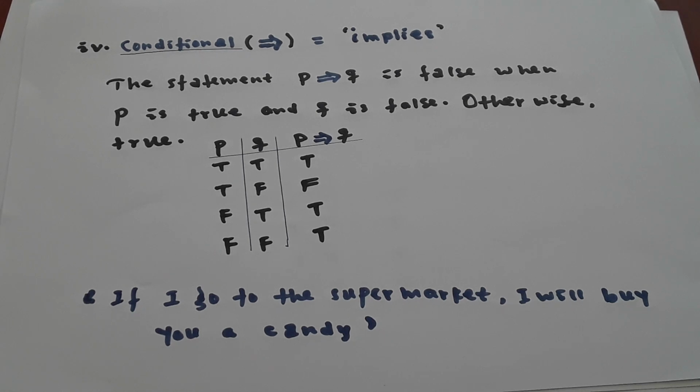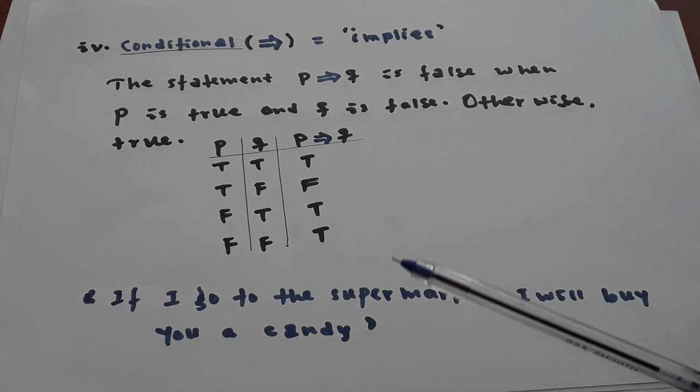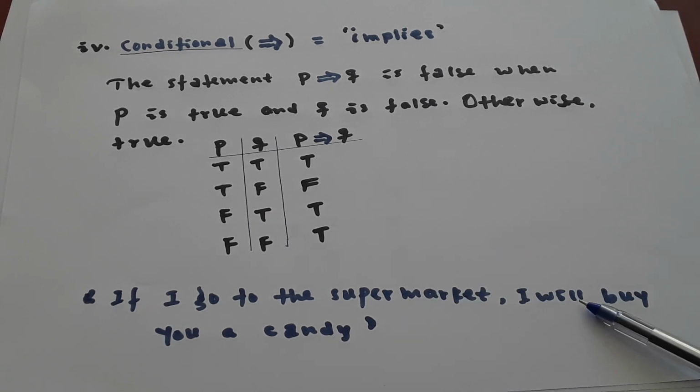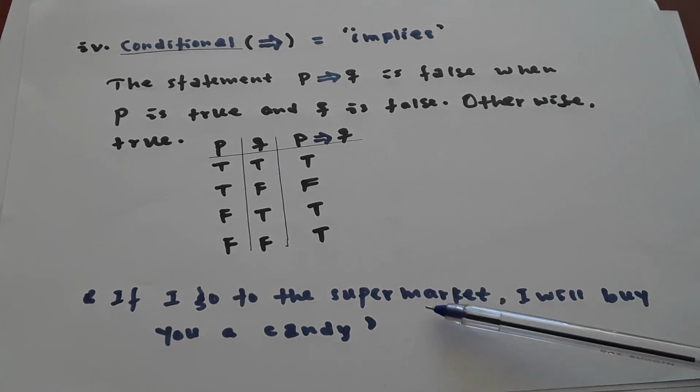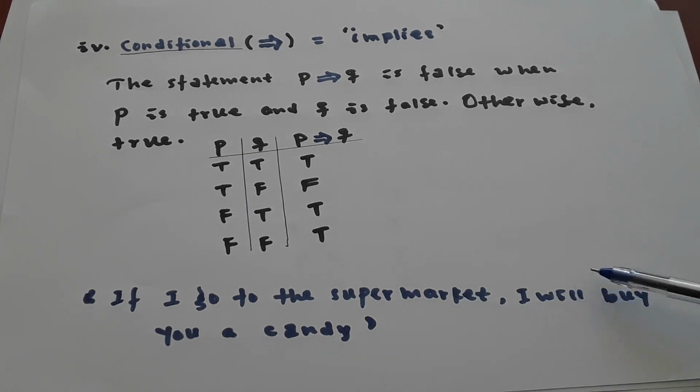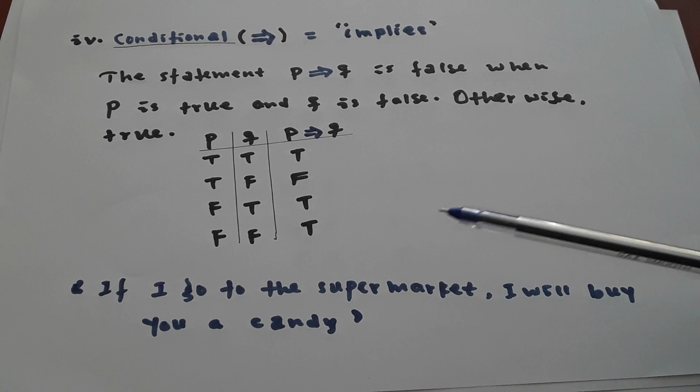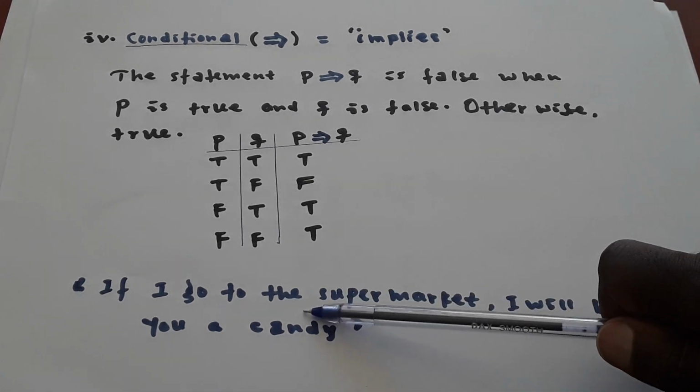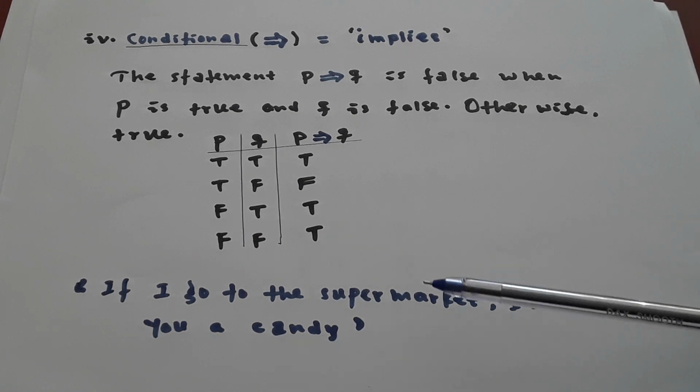Well, there is really one way she has lied: if she goes to the supermarket and doesn't buy you candy. If she doesn't go to the supermarket, it doesn't really matter what happens later, since her promise was conditional on her going to the candy store. So if she doesn't go, she didn't lie to me. If she goes and doesn't buy a candy, then she lied.